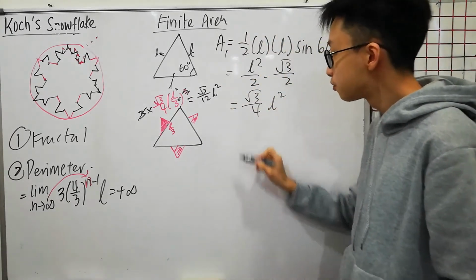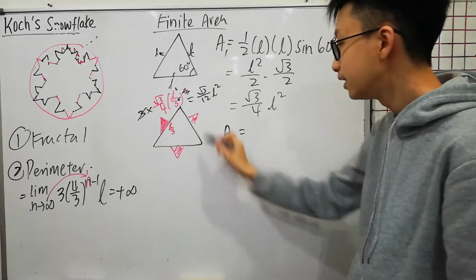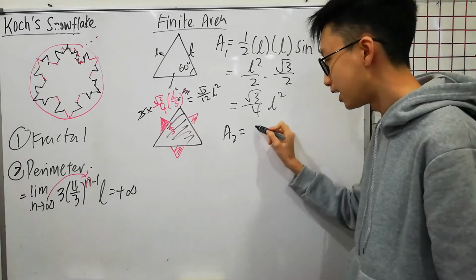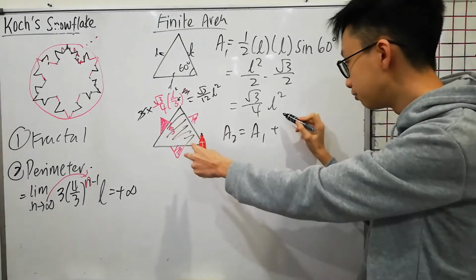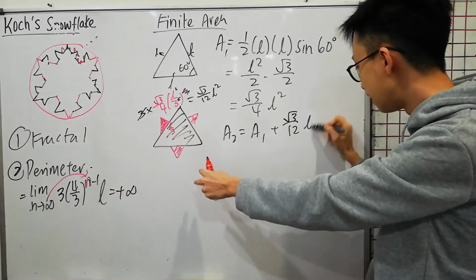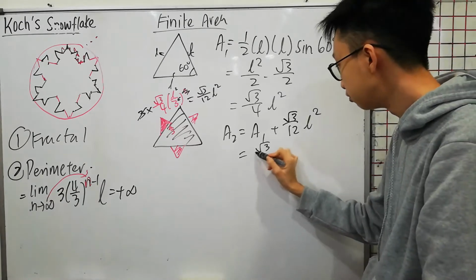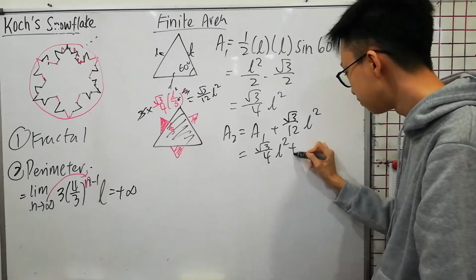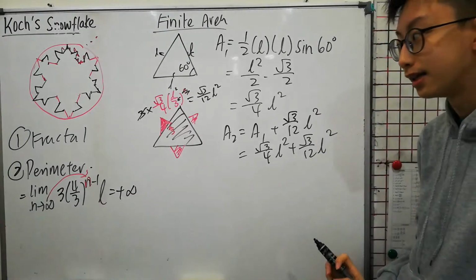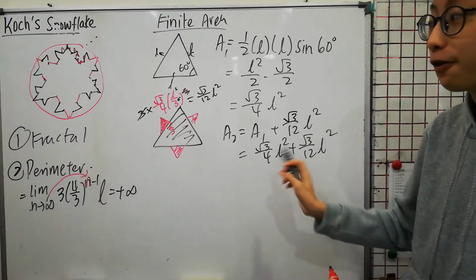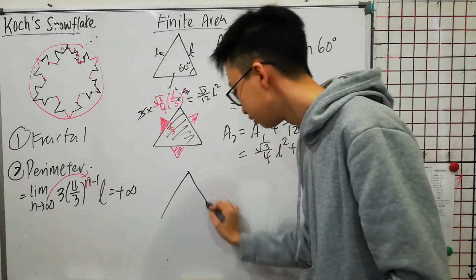So A2 will be the area of this part, which is A1, plus the total area of the new triangles, which is root 3 over 12 L squared. So it is root 3 over 4 L squared plus root 3 over 12 L squared. Yeah? Then we do it again for the third shape. Very quickly.